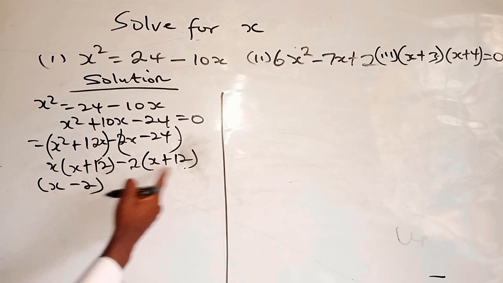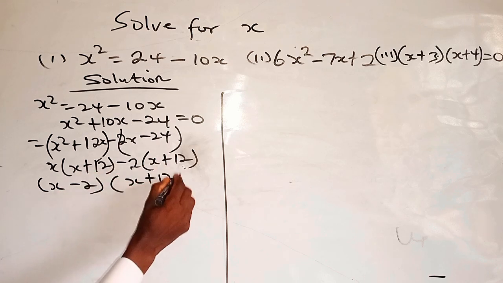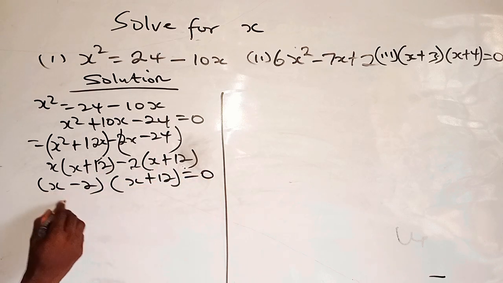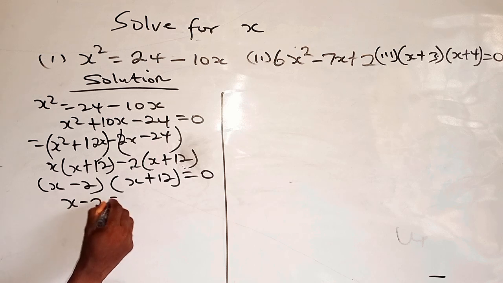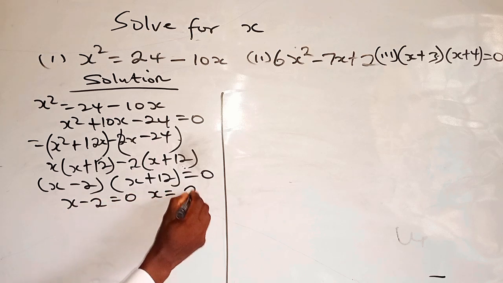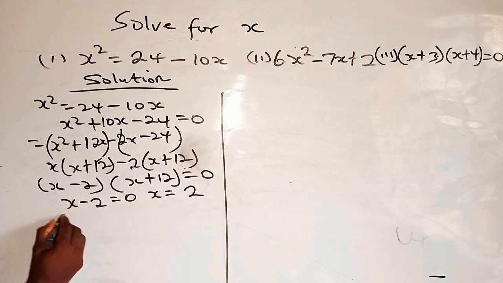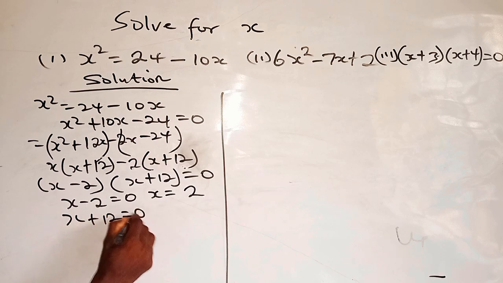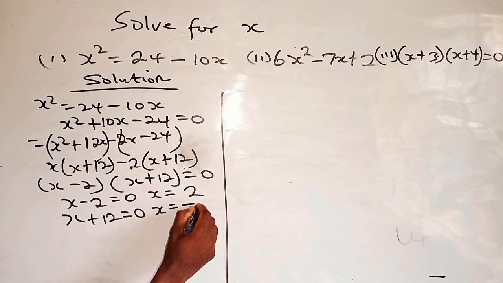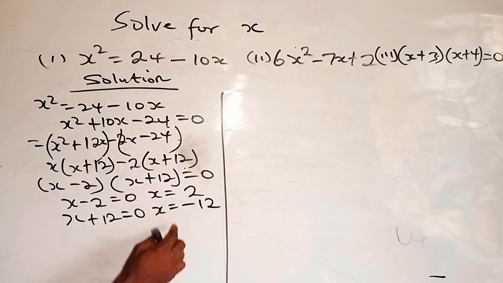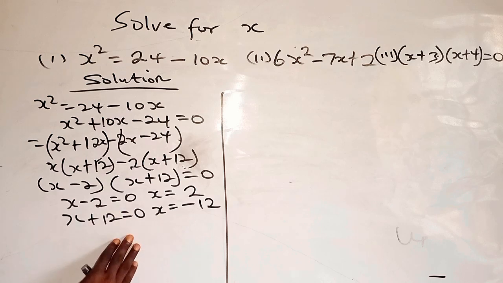I'll pick out one out of this: x plus 12 equals 0. So if x minus 2 equals 0, x equals 2. In this case, x plus 12 equals 0, x equals minus 12. So these are the two roots of the equation.